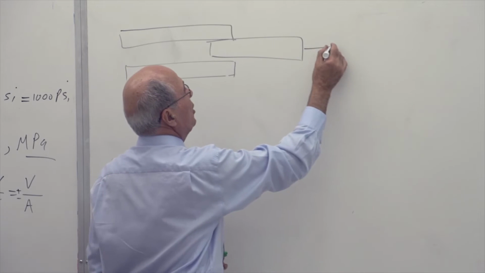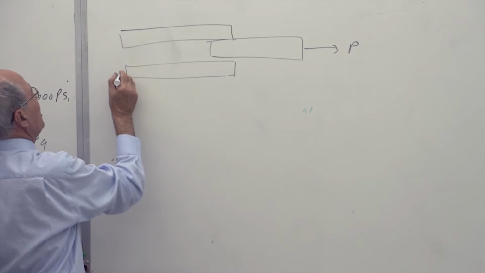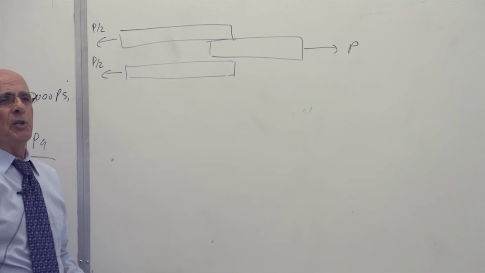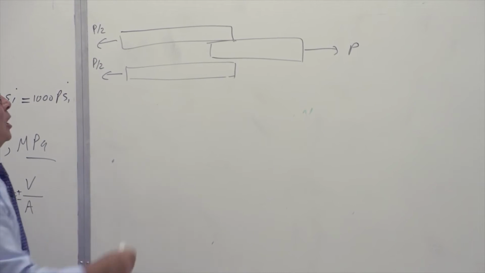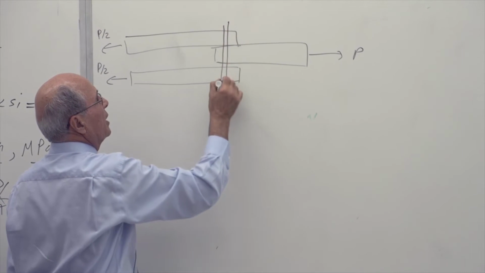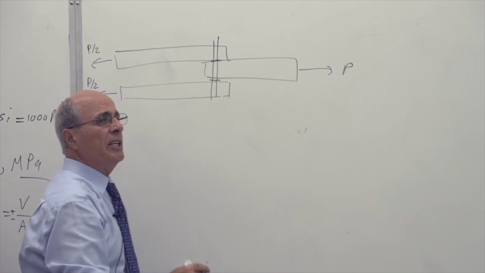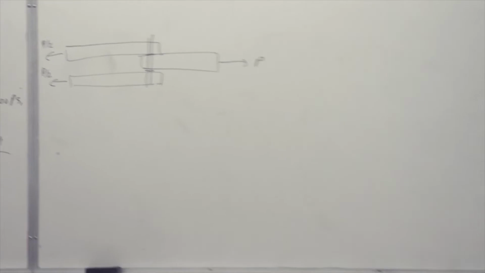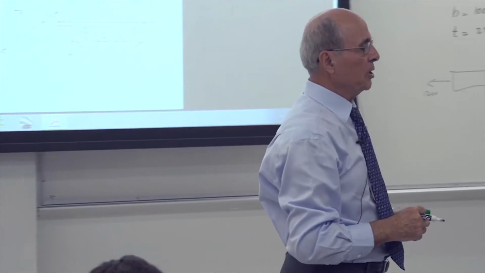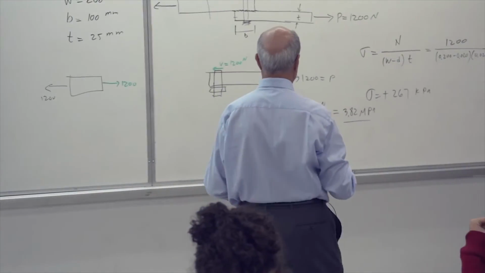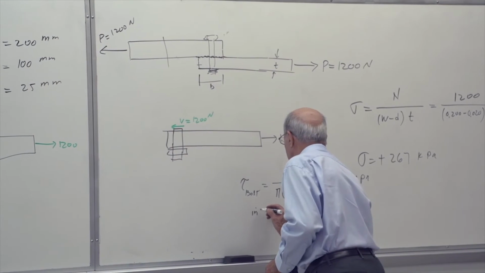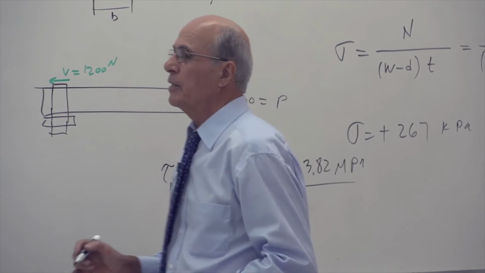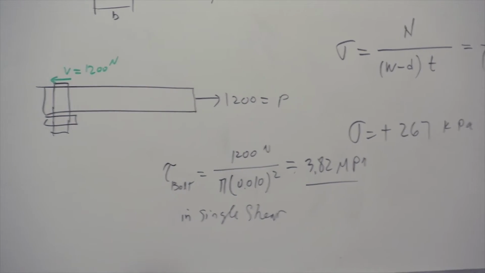So you are pulling this one with the force P. Of course, here you cannot have P and P. Here you must have P over 2 and P over 2 to make it in equilibrium. So if you put a bolt through here, this bolt is going to be cut in two areas. We call that one single shear, and we call the other one a double shear scenario. So please write it down. This was in single shear action. But here, as you can see it easily, I don't have to show it to you.